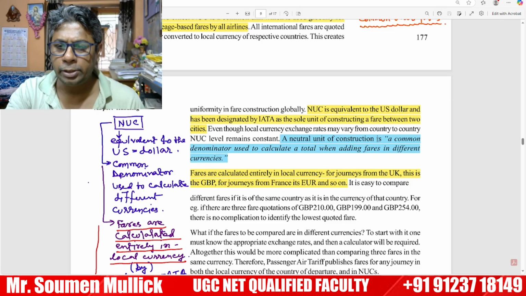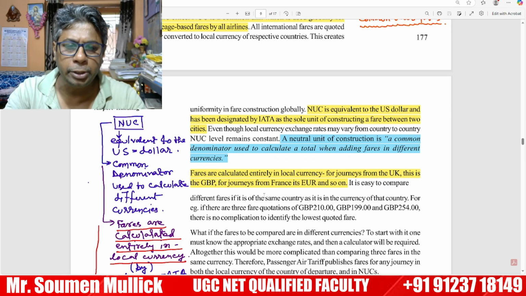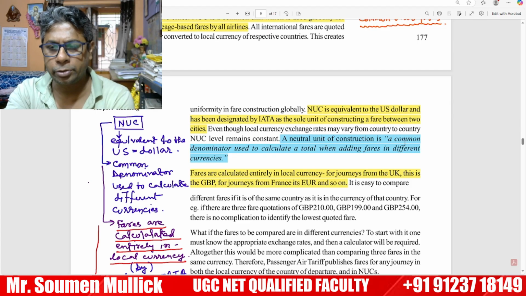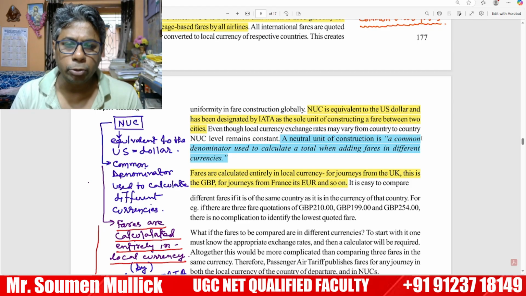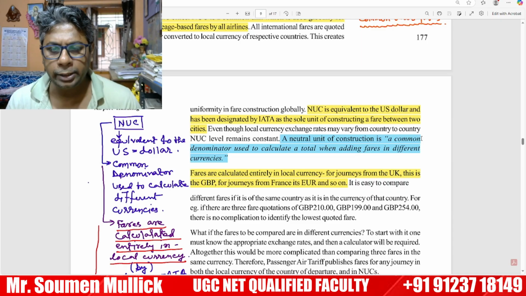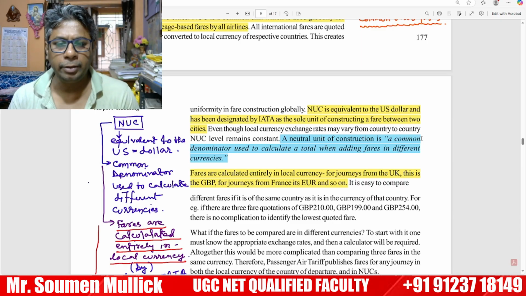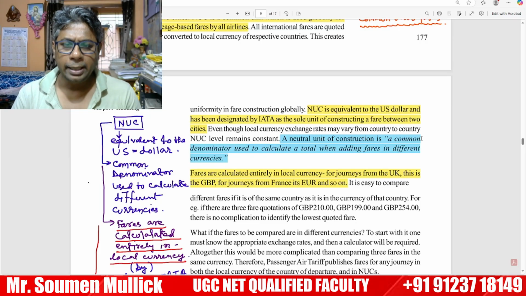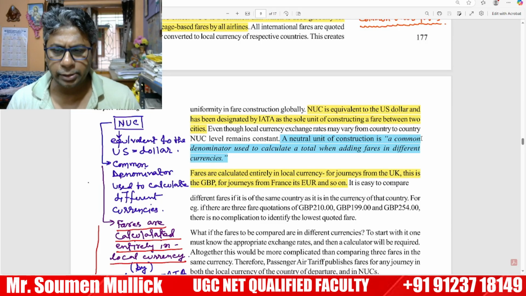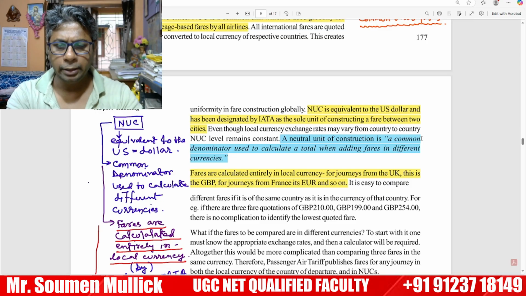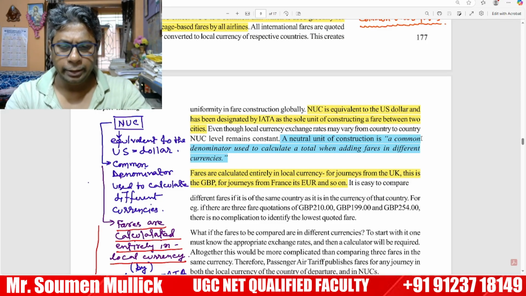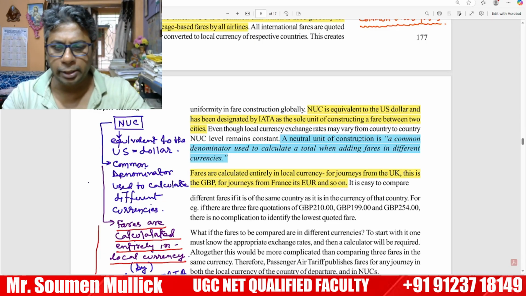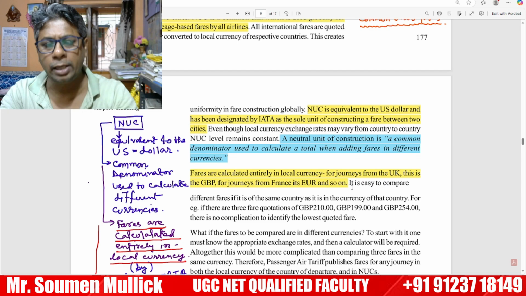The neutral unit of construction is a common denominator. It's a very important point. The neutral unit of construction is a common denominator used to calculate totals when adding fares in different currencies. Fares are calculated entirely in local currency for a journey from the UK, that is the GBP, Great Britain pound. For a journey from France, it is the euro, and so on.